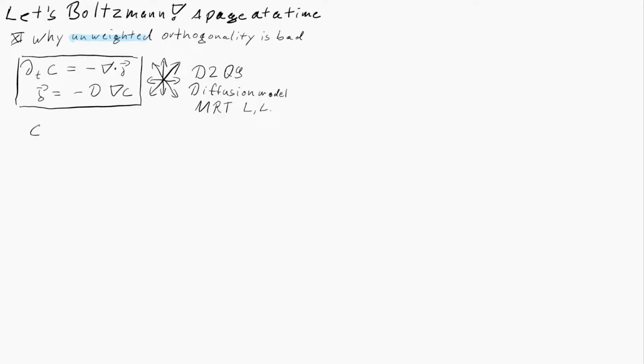So we said that C is now modeled as the zero order moment, and this is the conserved quantity. And then we have the fluxes. For example, the flux in X is the overbar version of the first order moment M10. And also we have the flux in Y direction. This is M01 to first order.